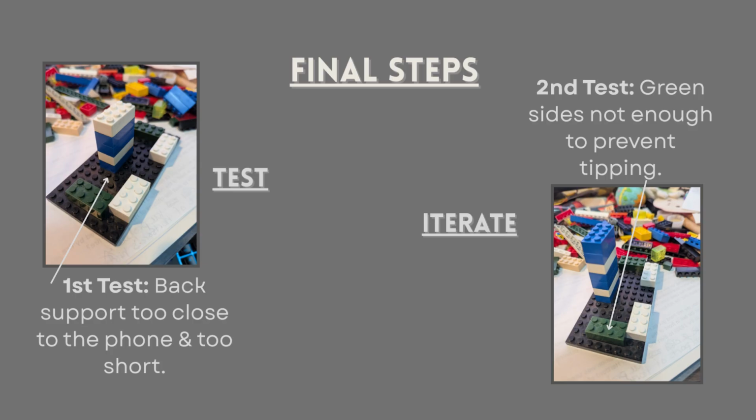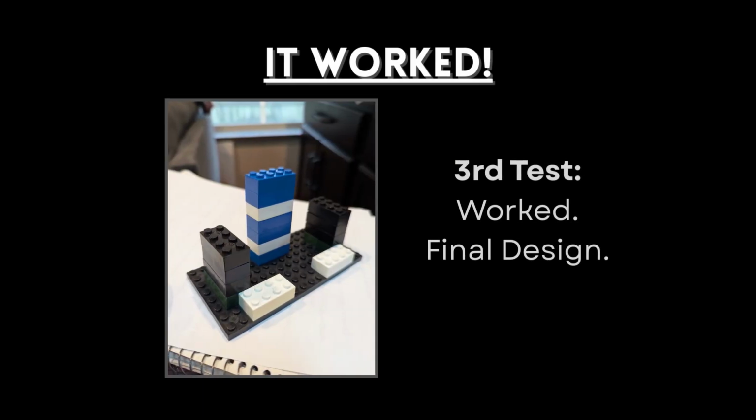This time, the angle was good, but I noticed that the phone didn't have enough support on the sides. So time to iterate again. Before my third test, I gathered more bricks to increase the height of the side supports. I didn't add too many side bricks because I didn't want my phone to get stuck. I put the phone in the stand for the third test, and it just fit right and was supported on all sides. After 2 rounds of changes, I had succeeded.